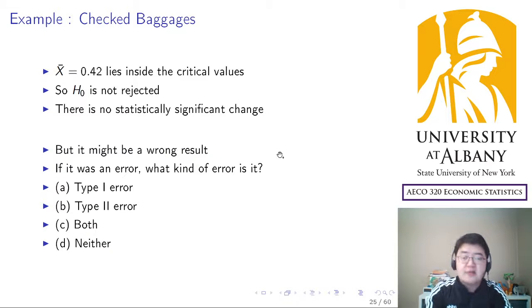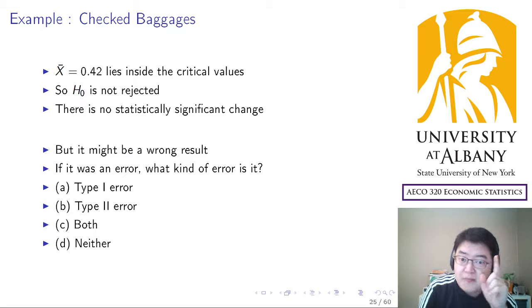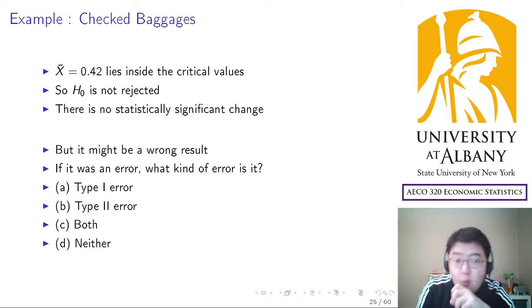Okay, now then, let's think about this. 42% is within the critical values, but you think it could be wrong. So you would like to check the potential error probability in this case. So if your decision was an error, what kind of error could it be? If it was an error, what kind of error is it?